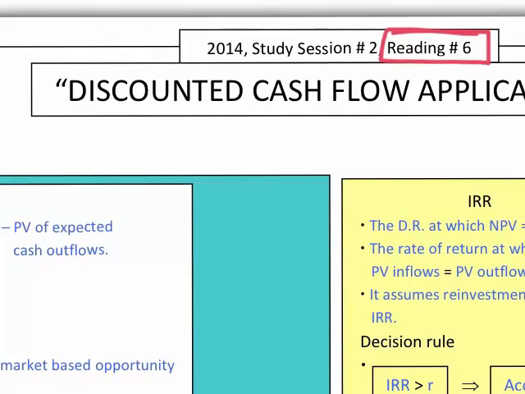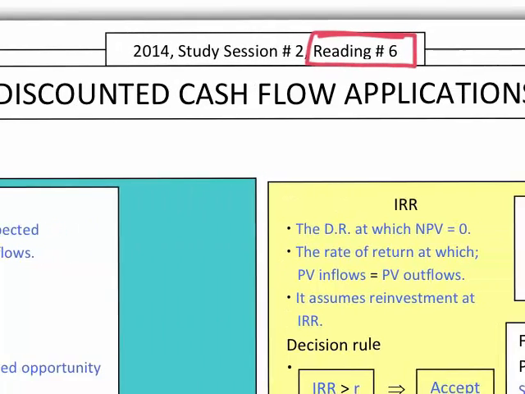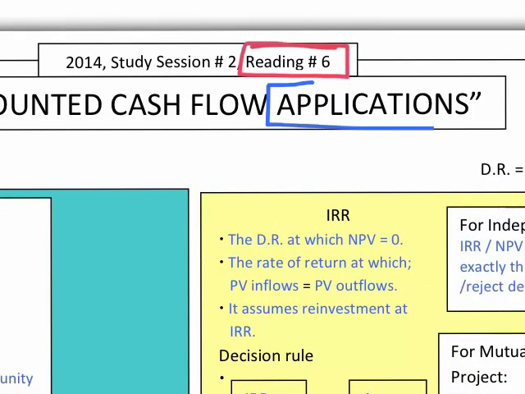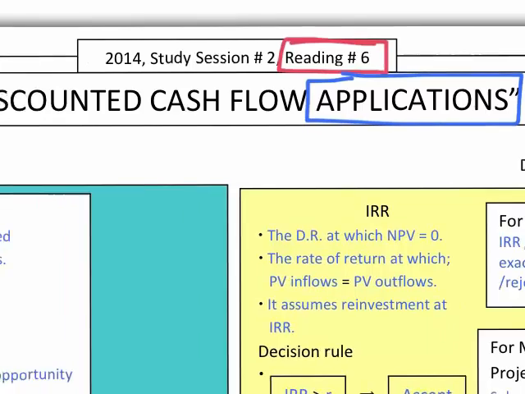Now the reading name is Discounted Cash Flow Application. In the previous reading we learned what a discounted cash flow is. Now we are going to apply it. What is the use of this? Who gets benefit from it?